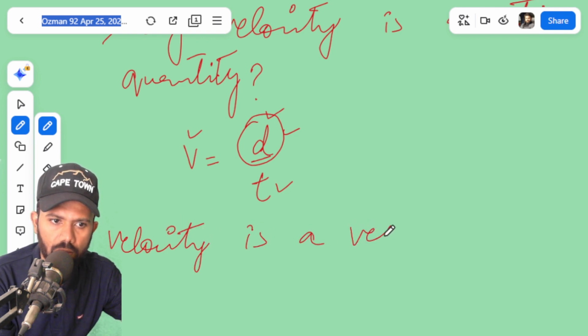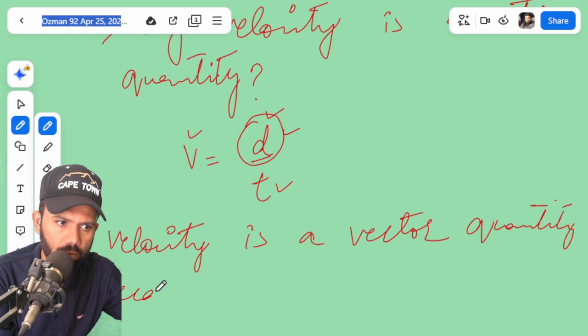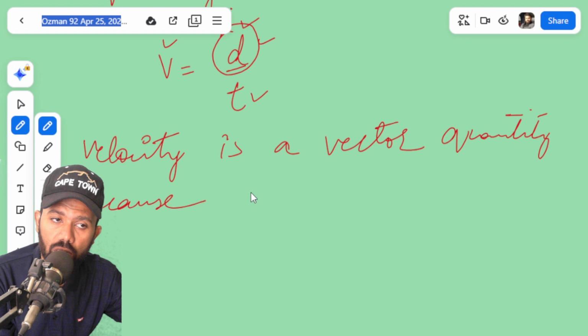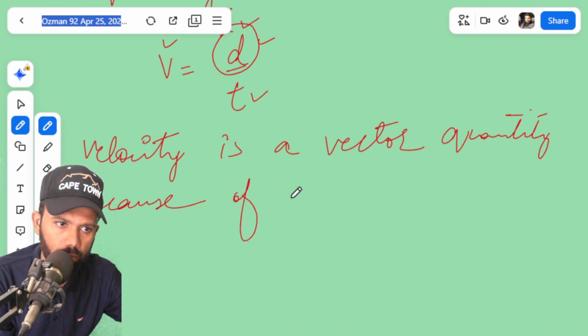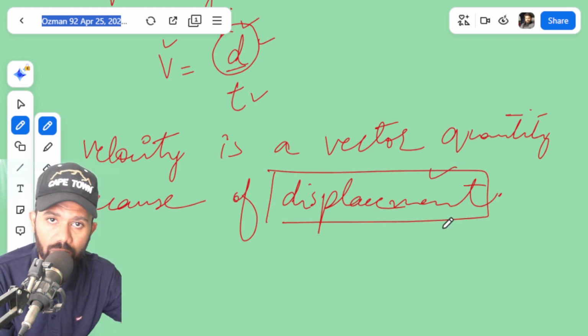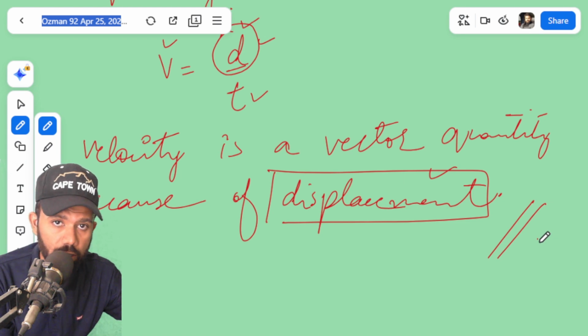because of displacement, and we all know displacement is unidirectional and it is a vector quantity. Because it's a vector quantity, that's why velocity is also a vector quantity. Hope this clears your mind.